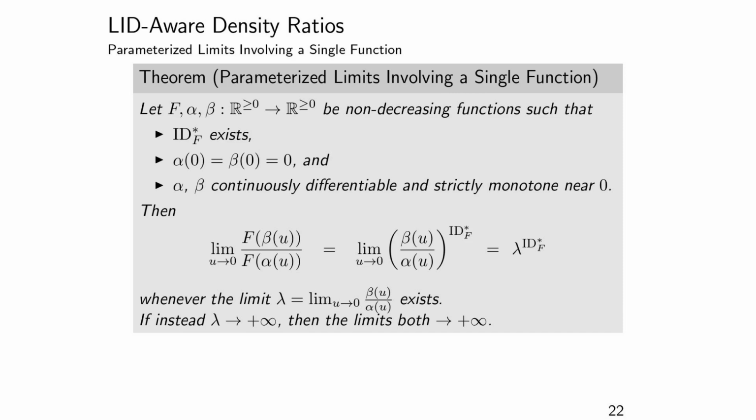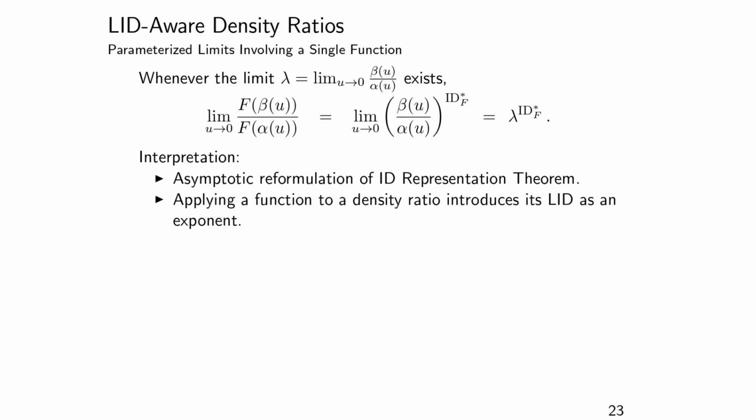Then this just says that if we take the limits of what we saw in the ID representation theorem, the limit of the ratio of F of these things just gives us the limit of beta over alpha, taken to the power of the intrinsic dimension itself. Whenever the limit lambda exists, then this relationship holds. You get the limit of the density ratio to the power of the intrinsic dimensionality.